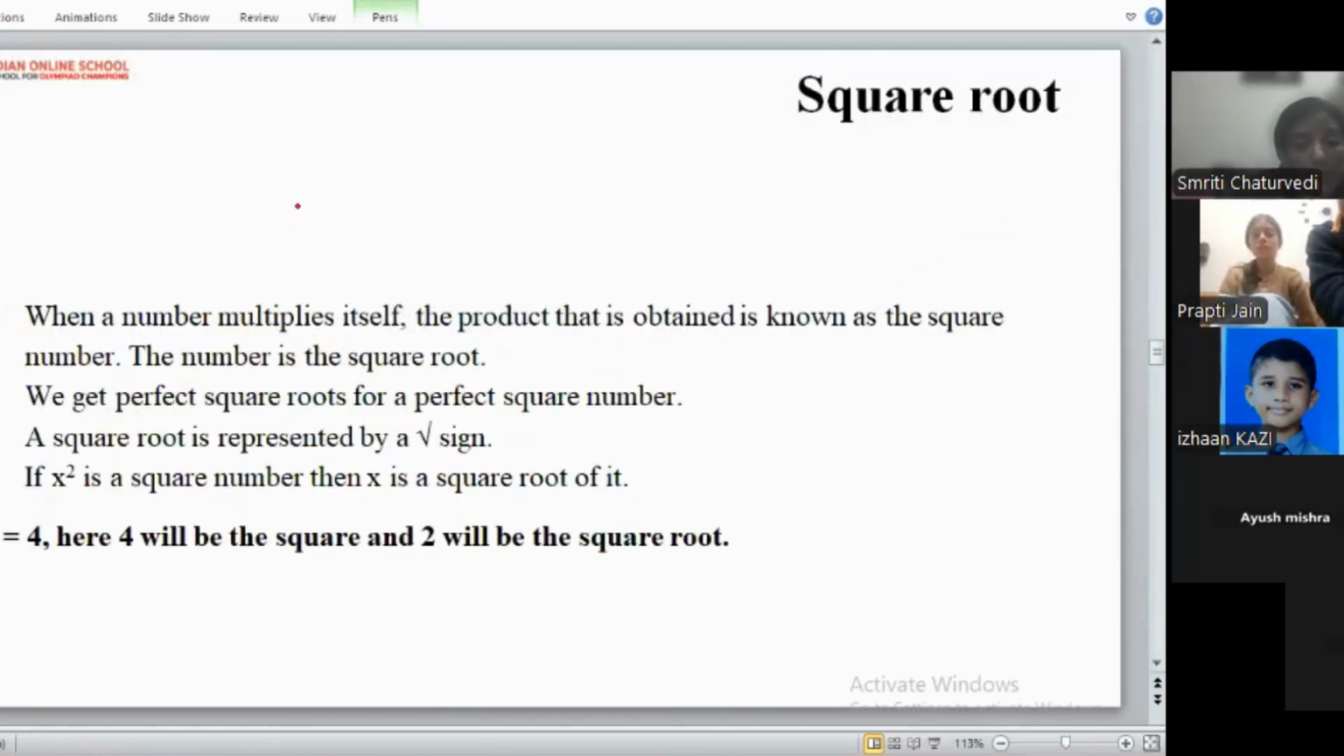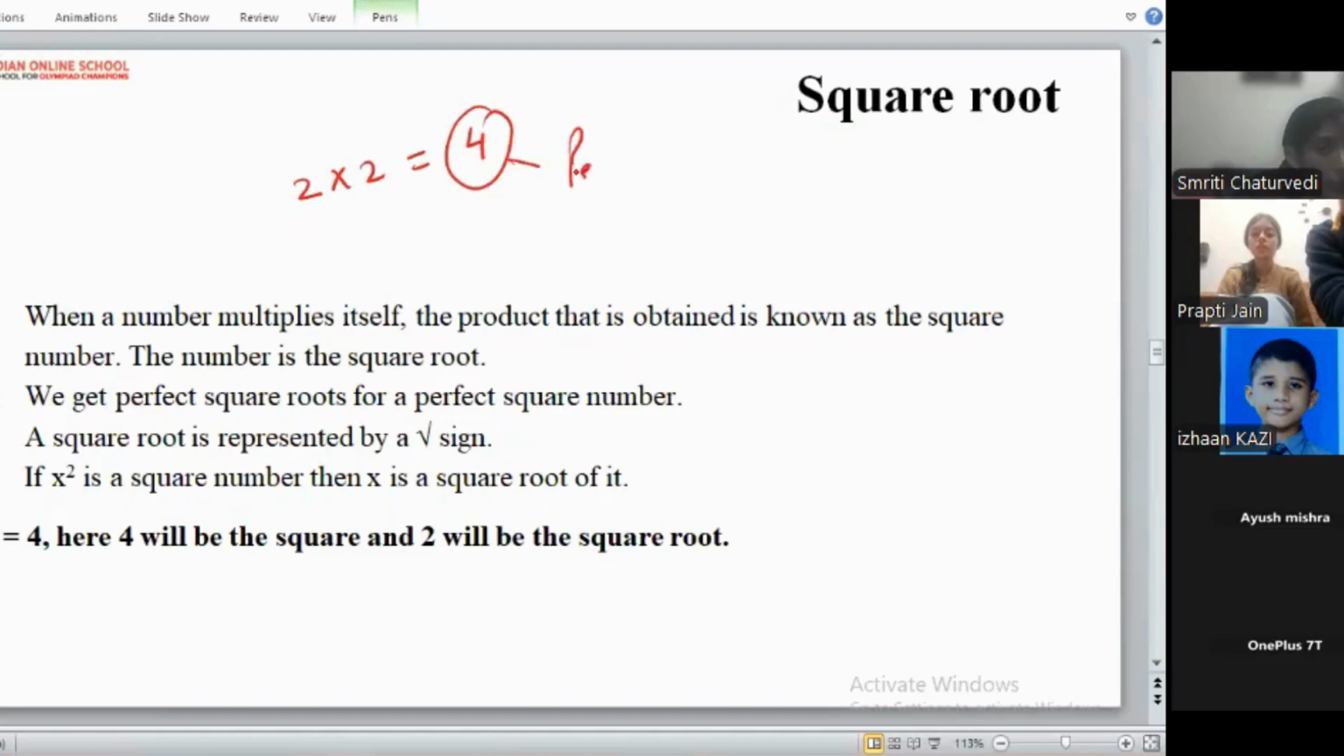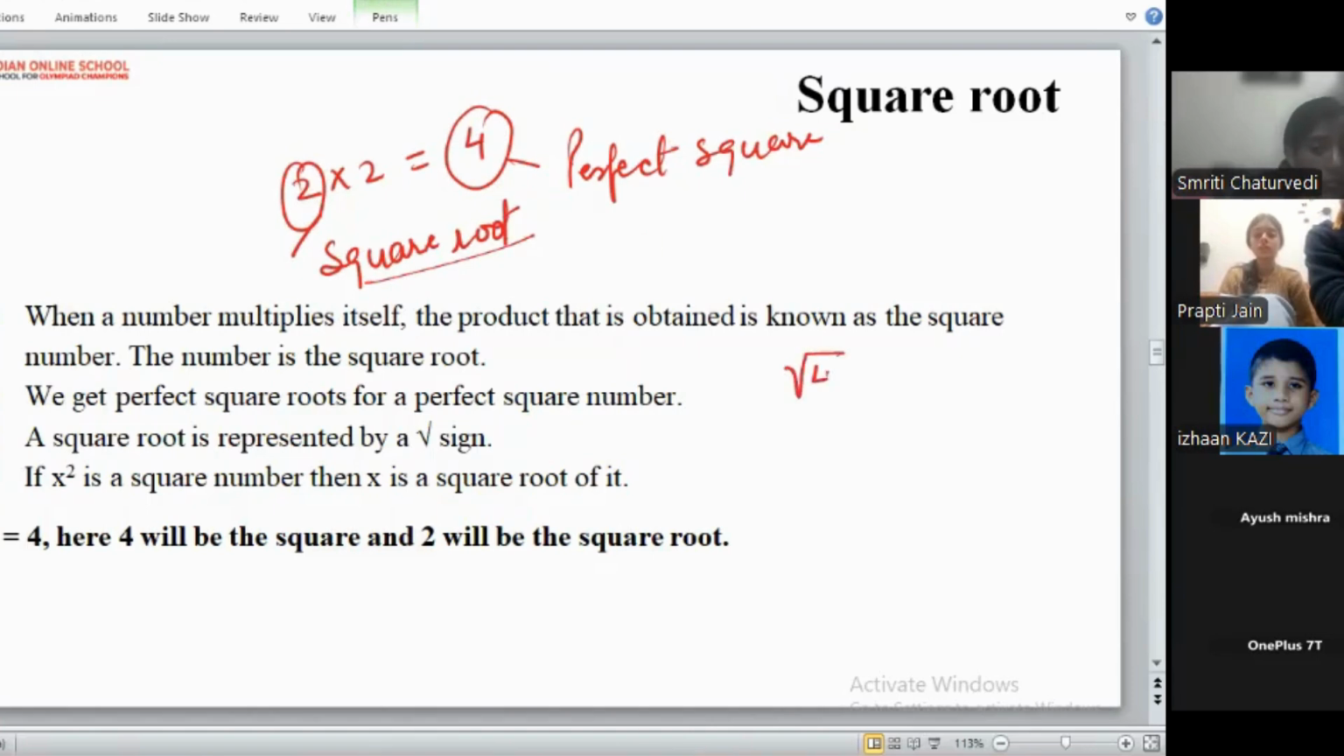What is square root? When we are multiplying a number by the number itself, we are getting a perfect square number. Correct? So this number is gonna be known as a perfect square number, and this number is gonna be known as the square root of that particular number. Got it? 4 is gonna be known as perfect square, and this 2 is gonna be known as square root of 4. Understood? And this square root we are denoting by the symbol of this. Got it, everybody?